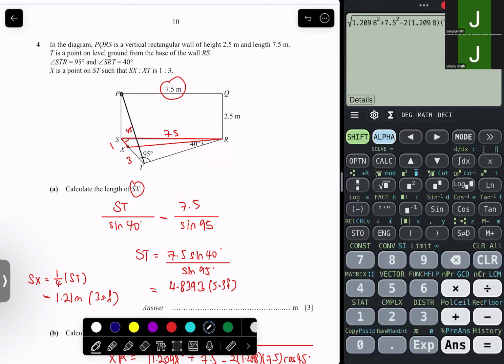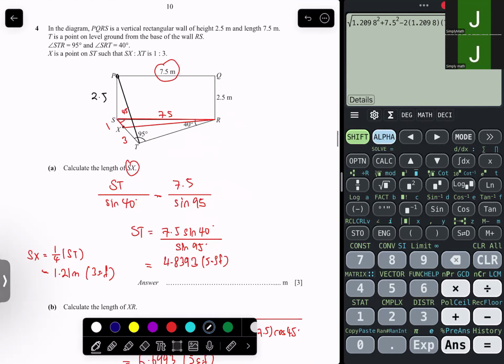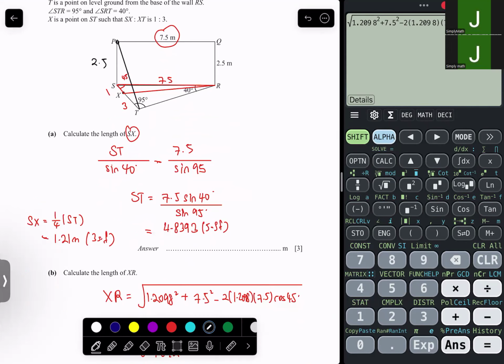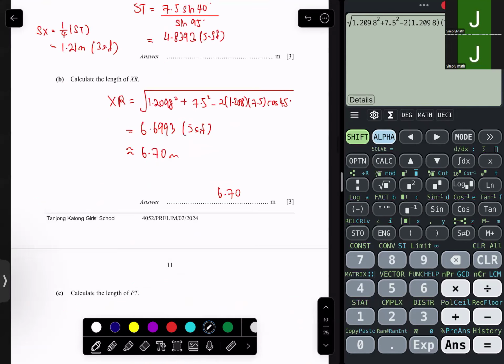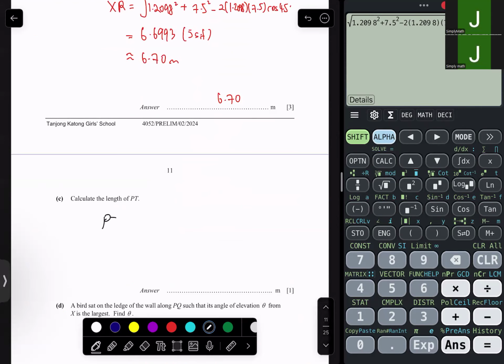Okay, let's read the question again. In the diagram, PQRS is a vertical rectangular wall of height 2.5 and length T is a point on level ground from the base of the wall. Oh, the Pythagoras. Because T is on horizontal ground, while P is vertical. So this is 2.5, and ST is equal to 4.8393, right? So PT will just be Pythagoras. That explains why it is 1 mark.